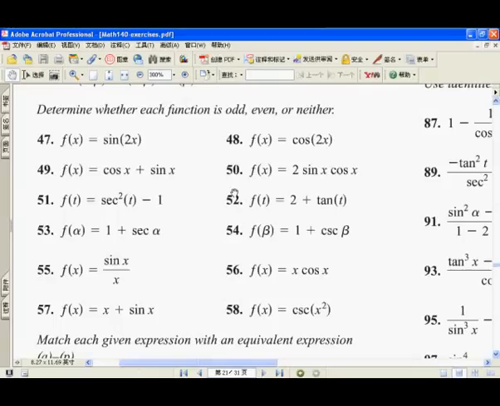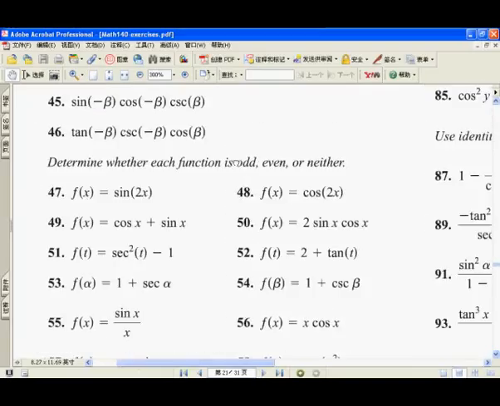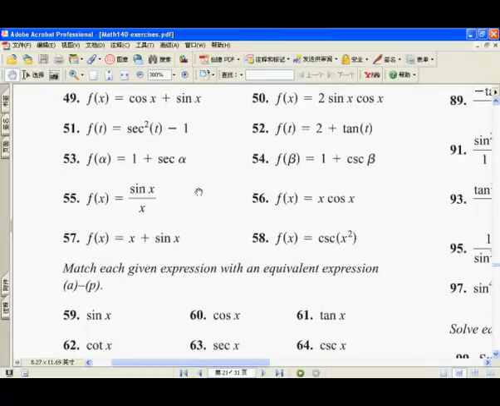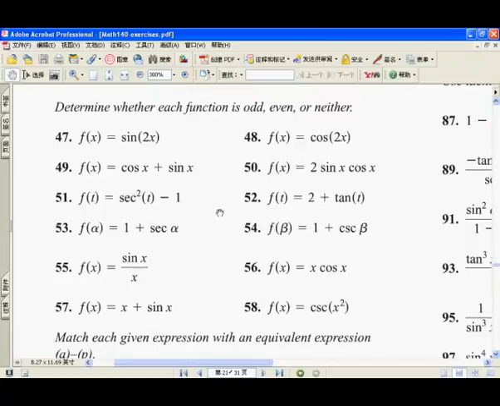Let's look at page 516. Let's look at problem 56. We need to determine whether this function is an odd function, even function, or neither. Let's go to the whiteboard. So we have page 516, problem 56, and the function f of x equal to x times cosine x. We need to determine if this function is odd, even, or neither.